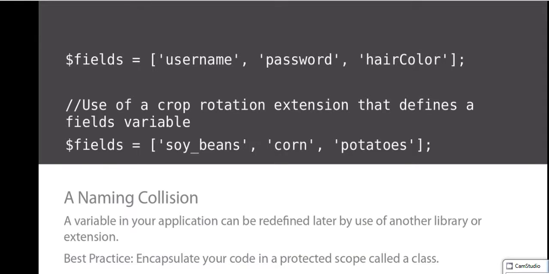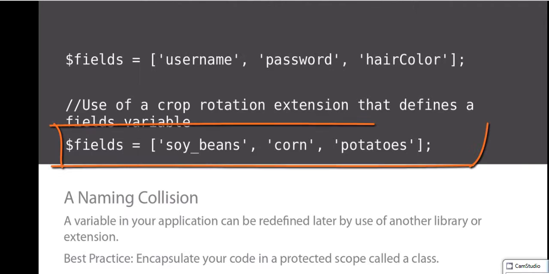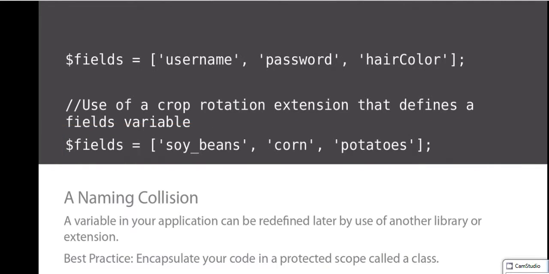Then later on, we decide to integrate a third-party extension that has specific functionality for a crop rotation. But that library has a variable named fields as well, and it is assigned to different values of soybeans, corn, and potatoes. When the code is parsed, the original value for the fields array is lost and will likely cause an error in our application. This is called a naming collision.